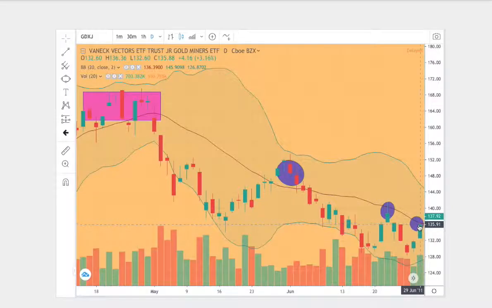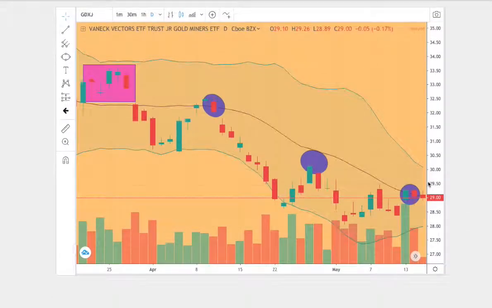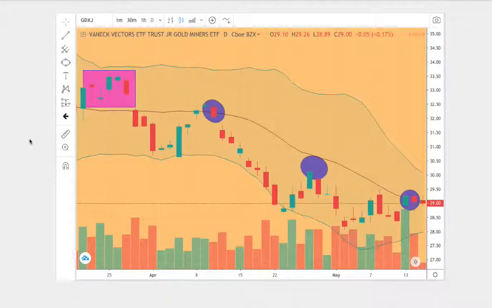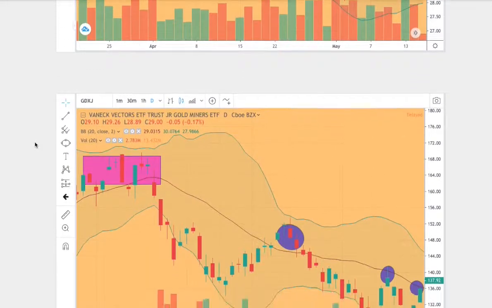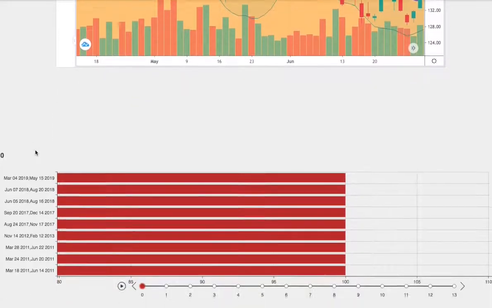So what we have here is 1, 2, 3, 4 points, and 1, 2, 3, 4 points that are similar. So there's reason to believe if the trends and patterns are similar, the outcome and forecasts will also be similar. So let's head to the forecast model.